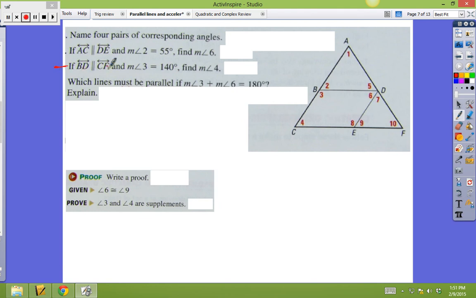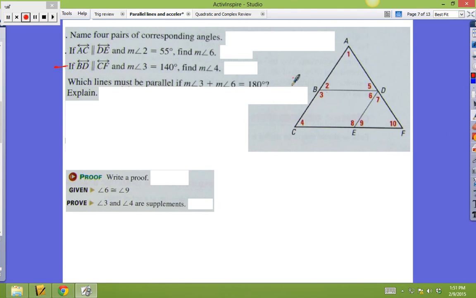Now BD is going to be parallel with CF. So BD is this line right here. CF is this line right here. Measure of angle 3 is 140. So 3 is 140. And we want to find 4. Okay, here's your transversal. 4 must be 40 because 3 and 4 are consecutive interior and they're supplementary. So 4's got to be 40 degrees.